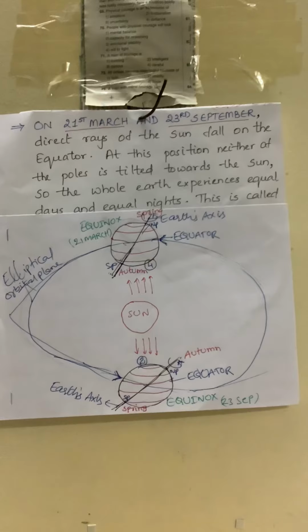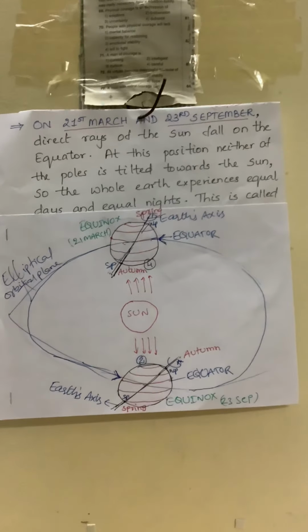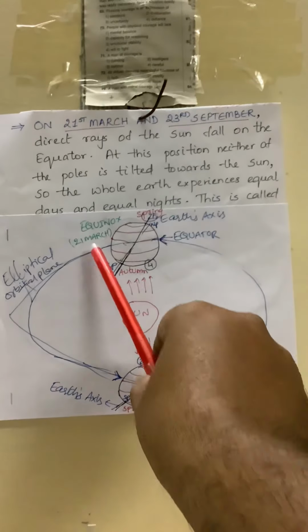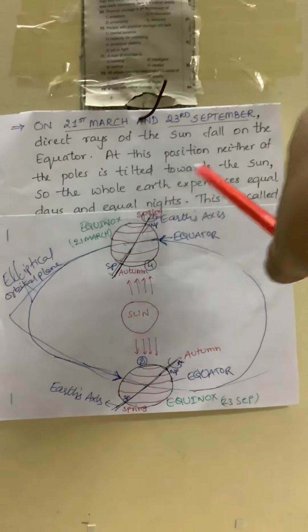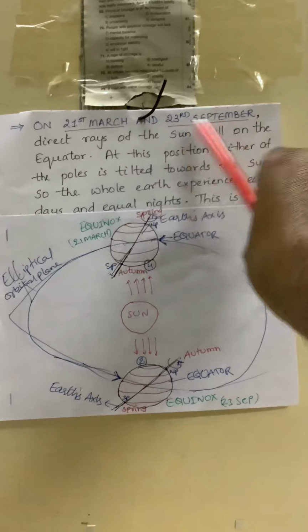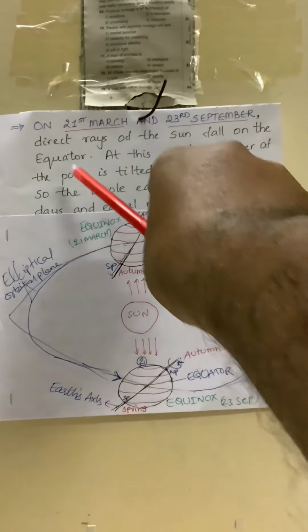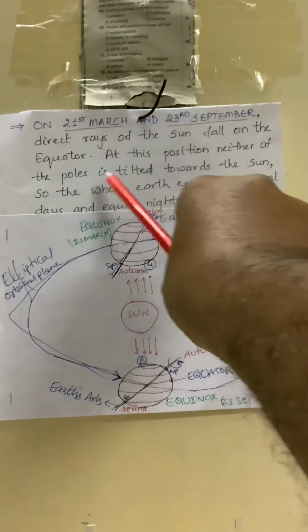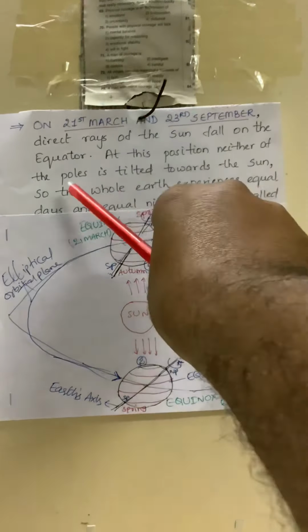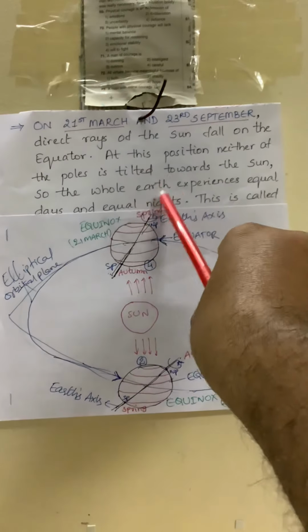So next two dates, that is 23rd September and 21st March. At this position, the direct rays of the sun fall on the equator. At this position, neither of the poles is tilted towards the sun.